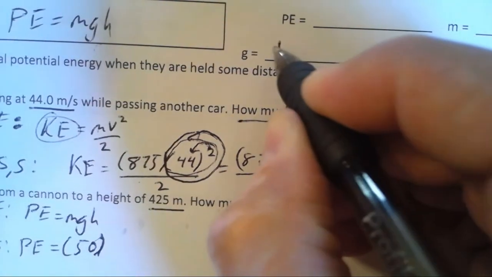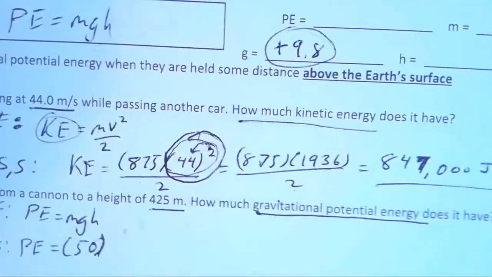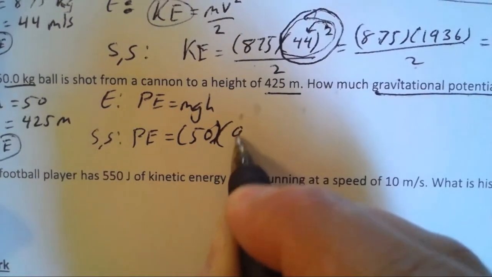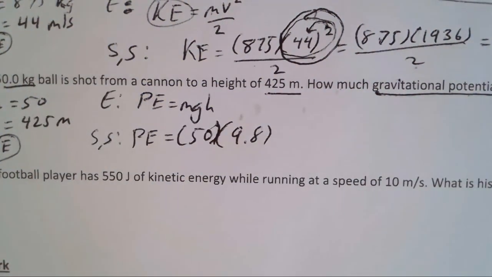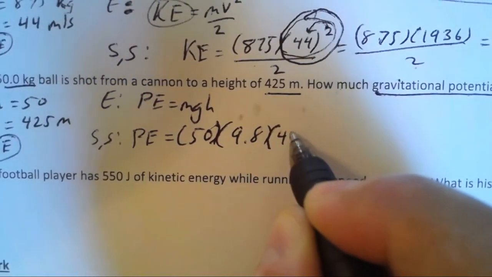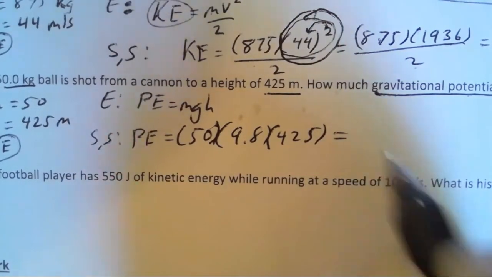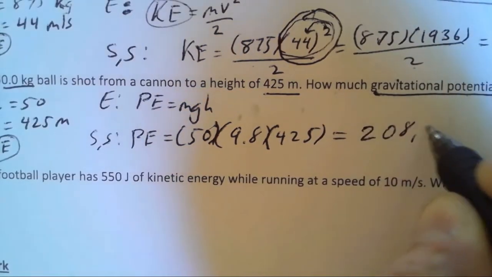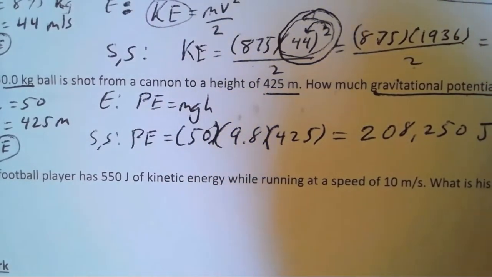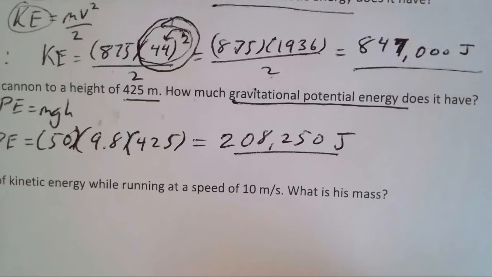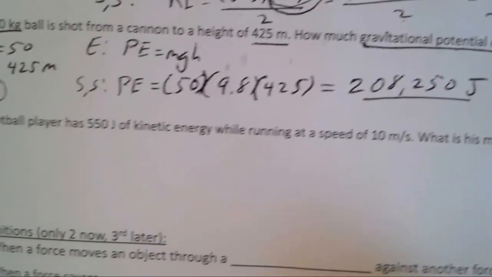Remember, G is that thing that you're just supposed to know. G was, hopefully you have this written here, positive 9.8. It's got to be positive because we like positive energy. So remember, when you see G, just throw 9.8 in there. It will never be actually given to you in the problem because you're expected to know that. And the height is 425. This just became really, really stupid simple, and it doesn't matter what order you put it in. You simply multiply those three together, and you should get 208,250 joules is the potential energy there. So just some really simple practice running these numbers.